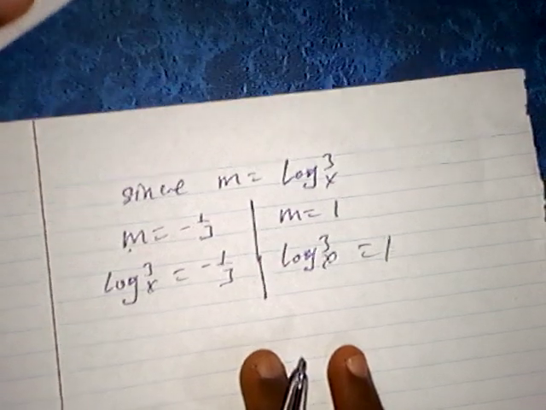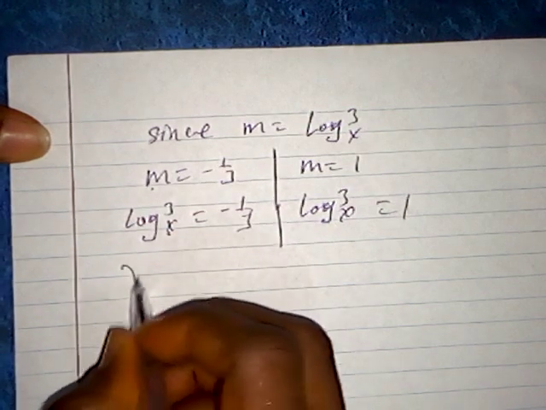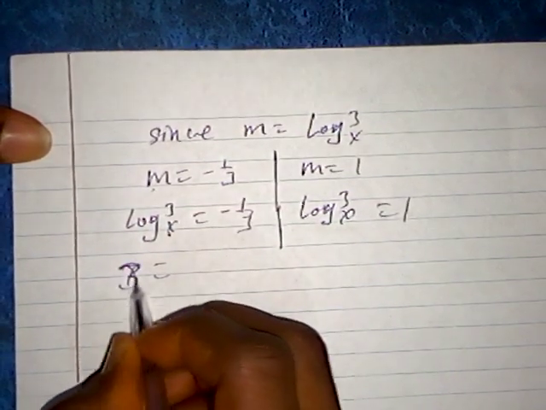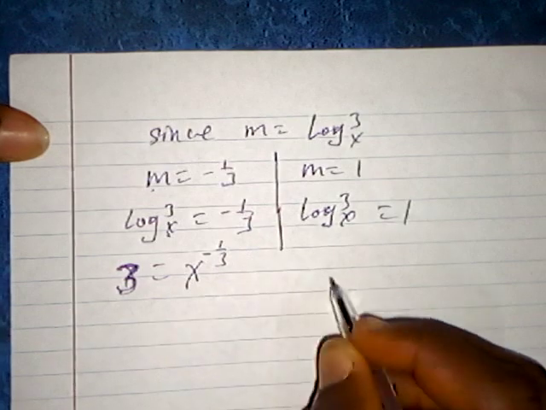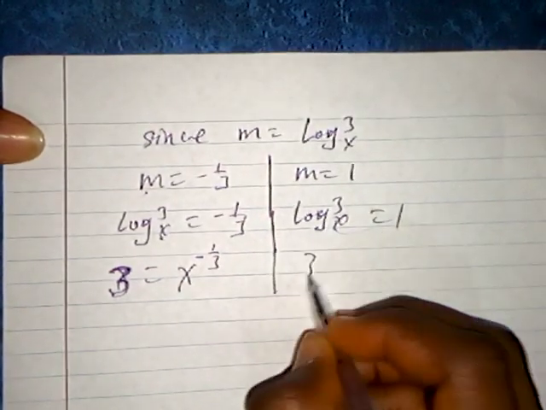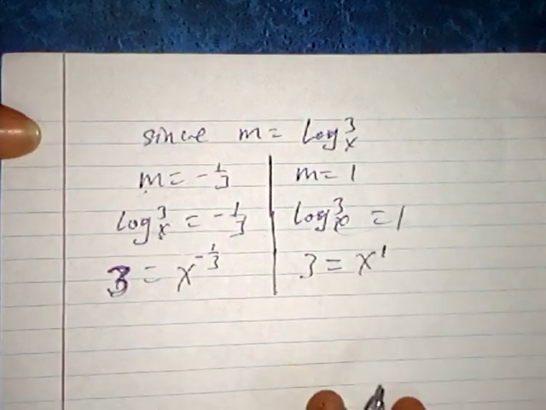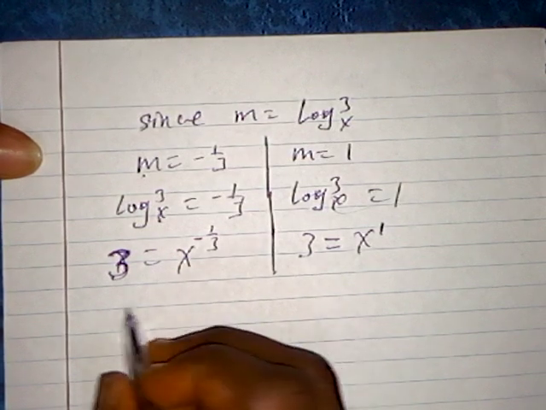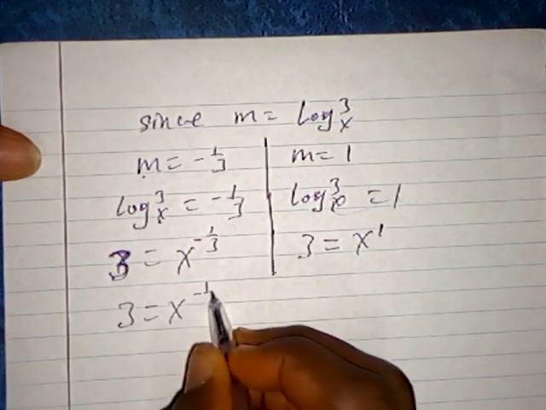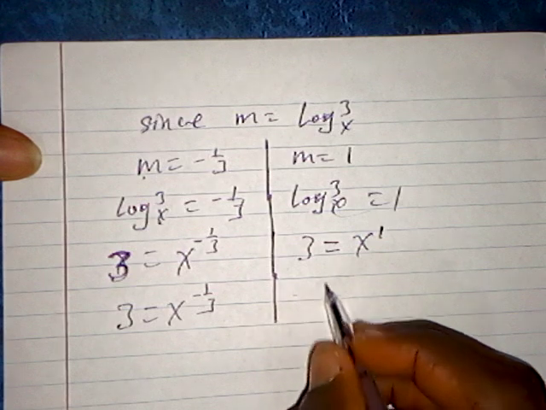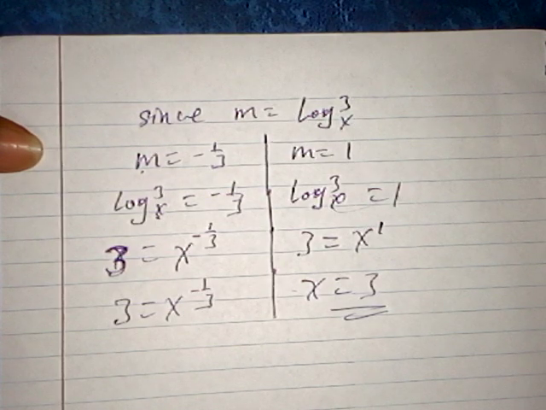What are we going to do? We try to remove the log, right? By saying, this numerator, we send it over. So we say 3 equals x to the negative power 1/3. Here again, this we jump. We say 3 equals x raised to the power 1. So x equals 3 for this part. What is x? The first value of x equals 3.